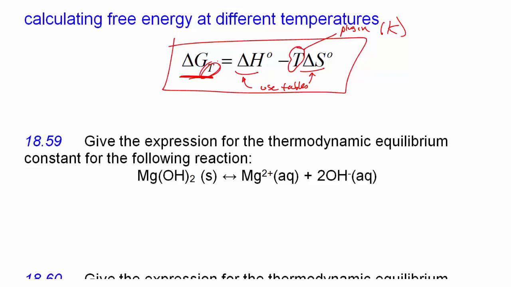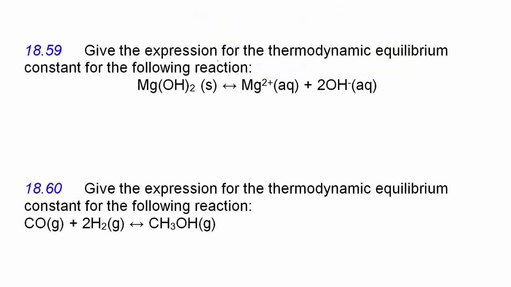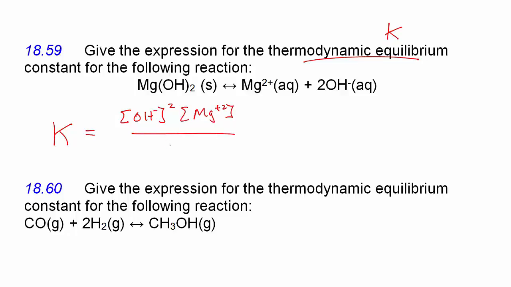Give the expression for the thermodynamic equilibrium constant for the following reaction. Okay, it's thermodynamic equilibrium constant. That means big K. The same as always, products over reactants, just be careful with gases. Okay, so we have hydroxide concentration squared times magnesium ion, all over 1. Solids don't show up in equilibrium constant expressions.